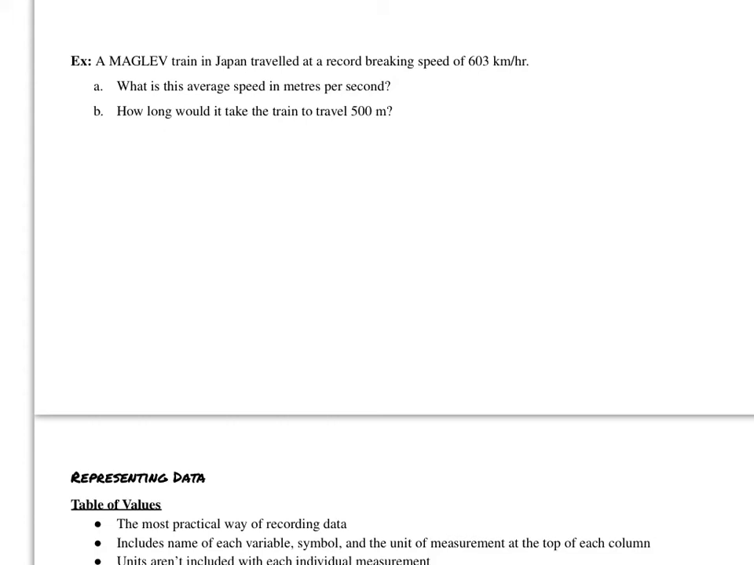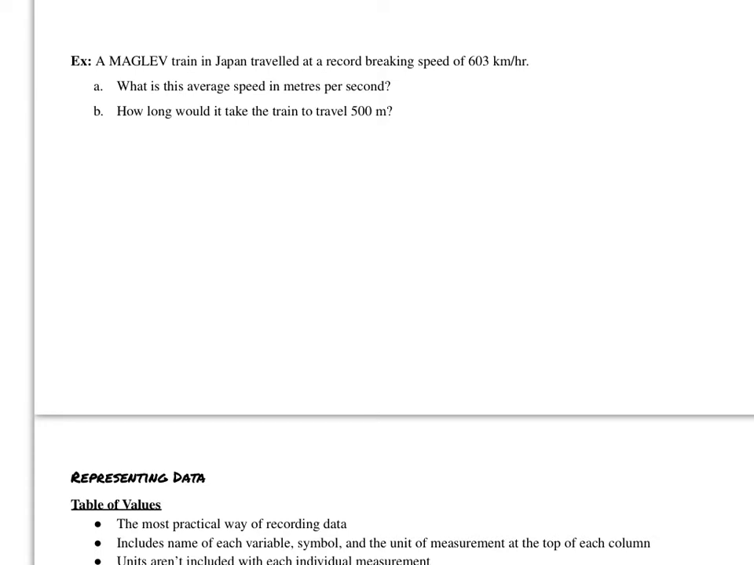So we left off here on Friday. The example is a maglev train in Japan traveled at a record-breaking speed of 603 kilometers per hour. What is the average speed in meters per second? And how long would it take the train to travel 500 meters?